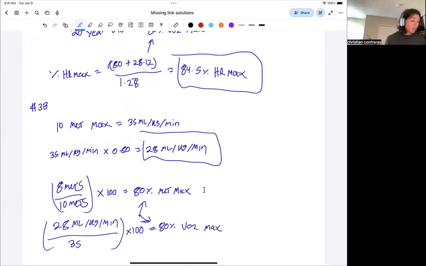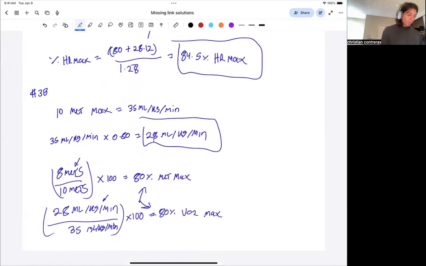They're just described differently, where this one is just in the units of mets, and this one is in the units of relative VO2. But for the purposes of calculations, when you see percentage of VO2 max or percentage of met max, that'll be the same value between those. It's just in how you want to describe it. Okay, let's do 4. I'm feeling good.